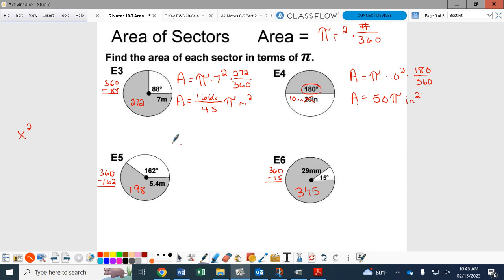Okay, the next one has a decimal in it because you might get a decimal answer. Here we go. Area equals pi times the radius, which is 5.4 squared, times the number out of 360. Which number do I use out of 360? It's the 198 in the shaded area, wherever the shaded area is.